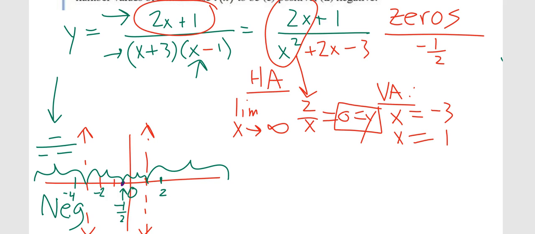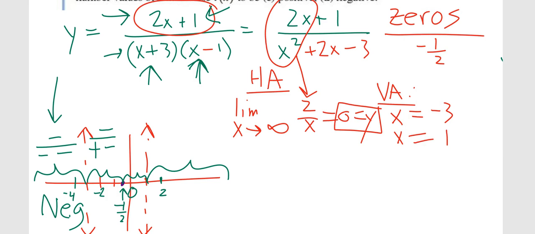We're going to find out here, so I'm going to go through it with everybody. So if I pick -2 and go back to my top here, -2 times 2 plus 1. Is that a positive or a negative number? That is a negative number. Over -2 plus 3. Definitely a positive number. -2 minus 1. Negative number. So when you take a negative over the product of a positive and a negative, what do you get? That has to be a positive number.